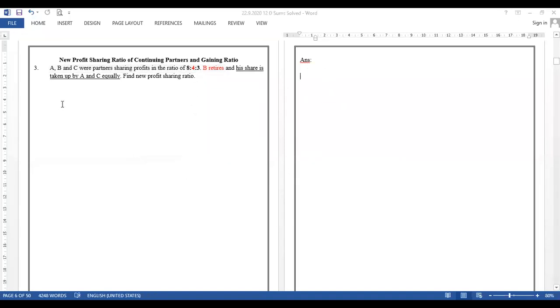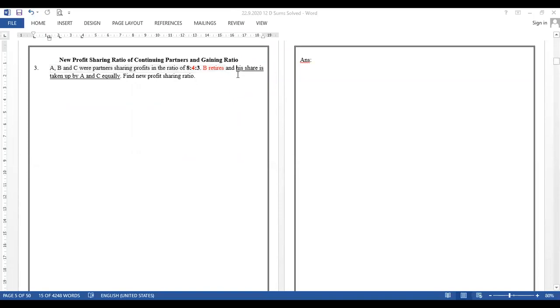Now the sum. A, B, C were partners sharing profits in the ratio of 8:4:3. B retires. This is a practice that I used to follow in the class also. Whichever partner retires, I used to encircle that. Here, instead of a circle, I have put a red mark. B retires and his share is taken up by A and C equally.